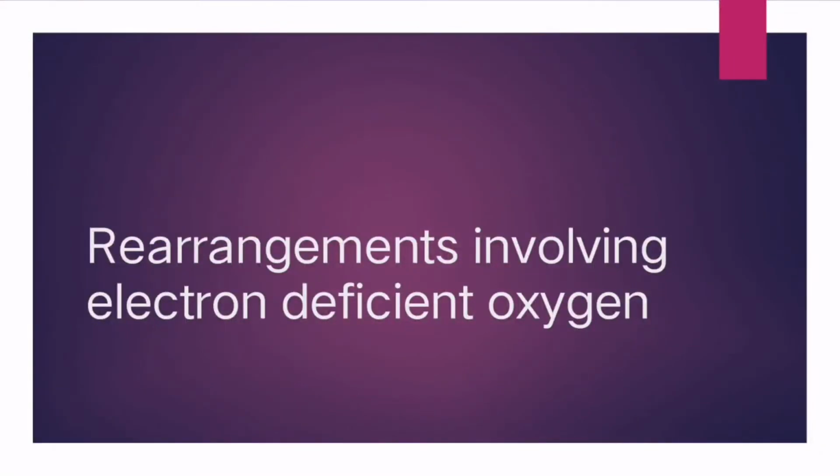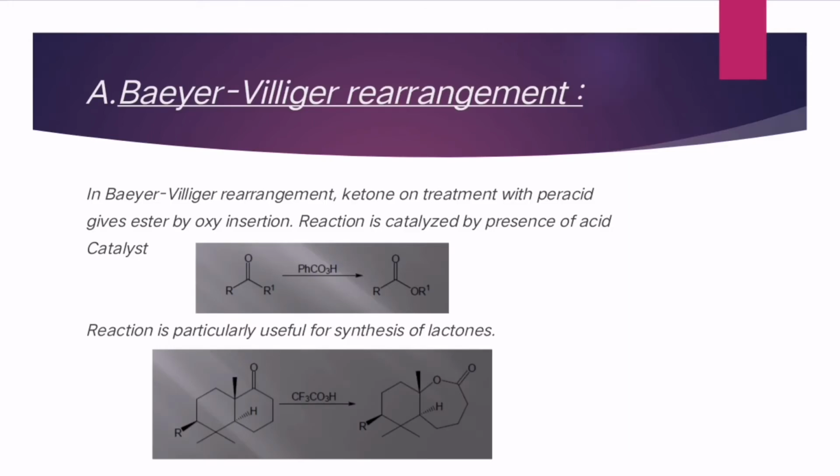Today we're going to talk about an important example of rearrangement involving electron deficient oxygen. The example is the Baeyer-Villiger rearrangement. In the Baeyer-Villiger rearrangement, a ketone on treatment with a peracid gives an ester by oxy-insertion. The reaction is catalyzed by the presence of an acid catalyst.